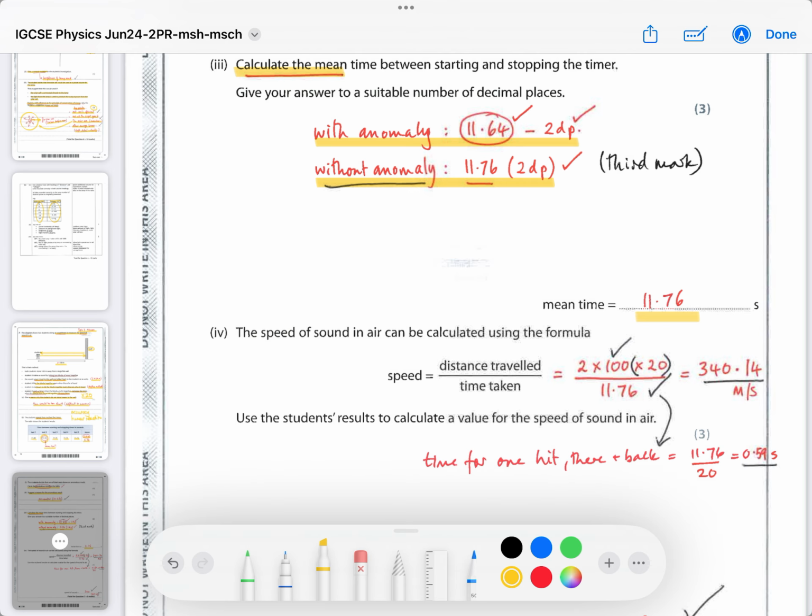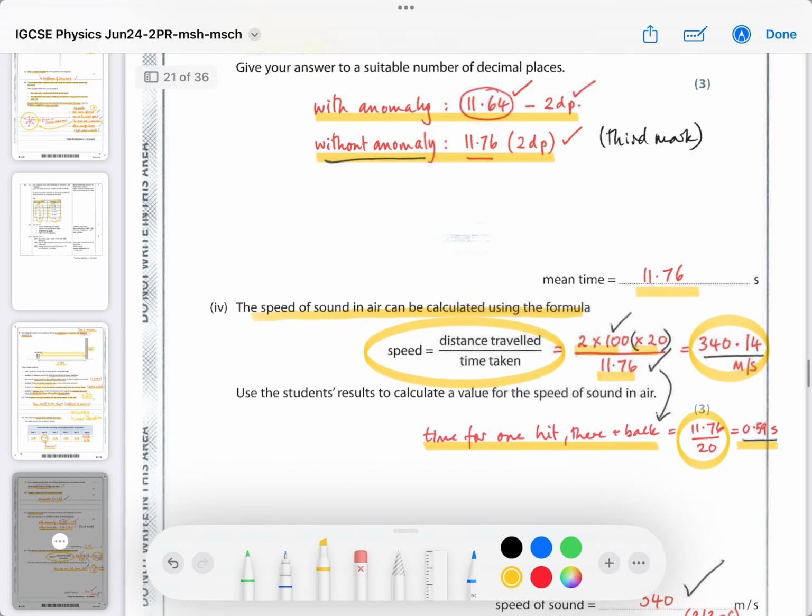Okay, so the speed of sound in air can be calculated using the distance traveled. Remember, it's an echo, so it travels there and back. And the time should be divided by 20, or the distance should be multiplied by 20. I multiply the distance by 20 and divide by the time for 20. And that gives me an accurate value, although possibly not valid to quote it that accurately. That's 5 significant figures. If you do the time for 1 hit and back, you could divide the mean time for 20 by 20. You'll get the time for 1 echo as 0.59. So you can do it either way.